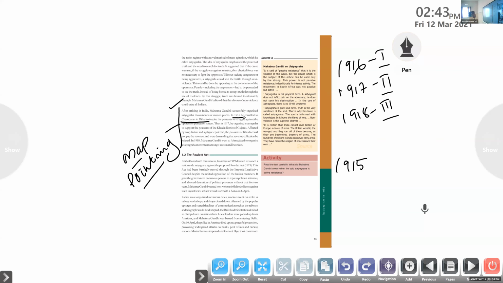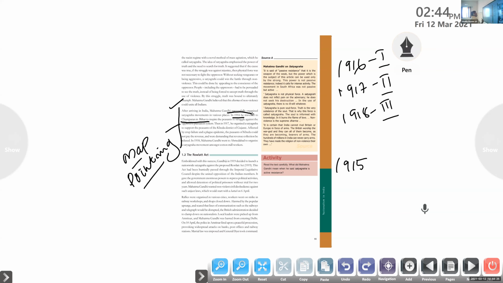Then the next satyagraha is in 1917. So the years are 1916, 1917, and 1918. Please check your textbook properly. The year is 1916. Everyone, please check that. Students say Champaran is 1917. Okay, let me check the book and let me inform you. As per the textbook, it is 1916. Maybe there is an error there. I will inform you later.